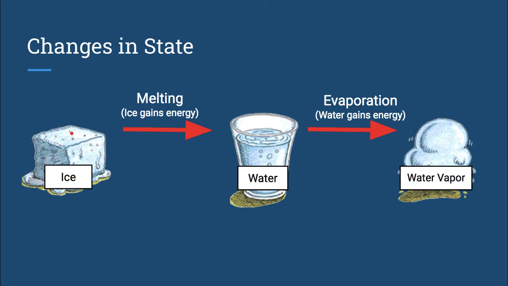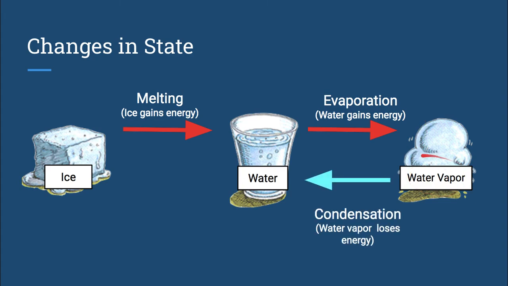So again, ice, very little energy. It stays as a solid. As ice gains energy, it becomes a liquid as water. As water gains more energy, eventually it'll turn into a gas. But we can do the opposite too.